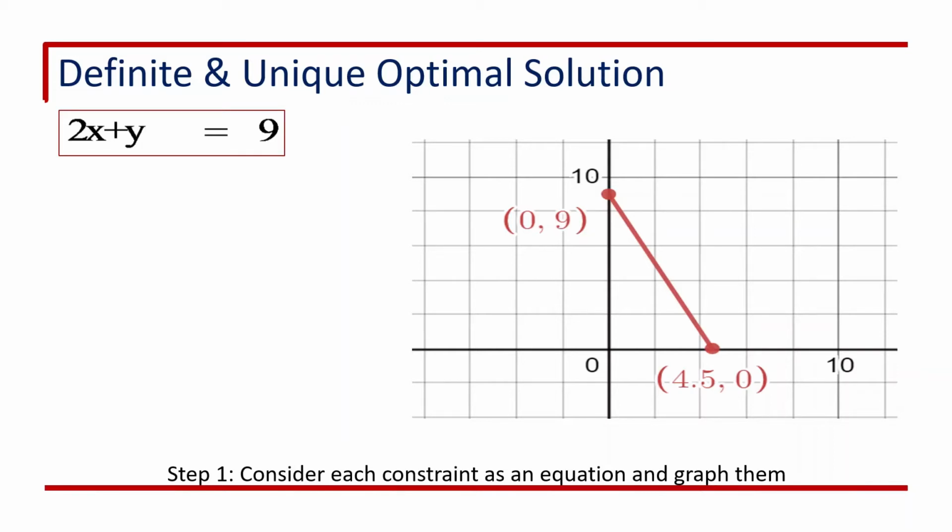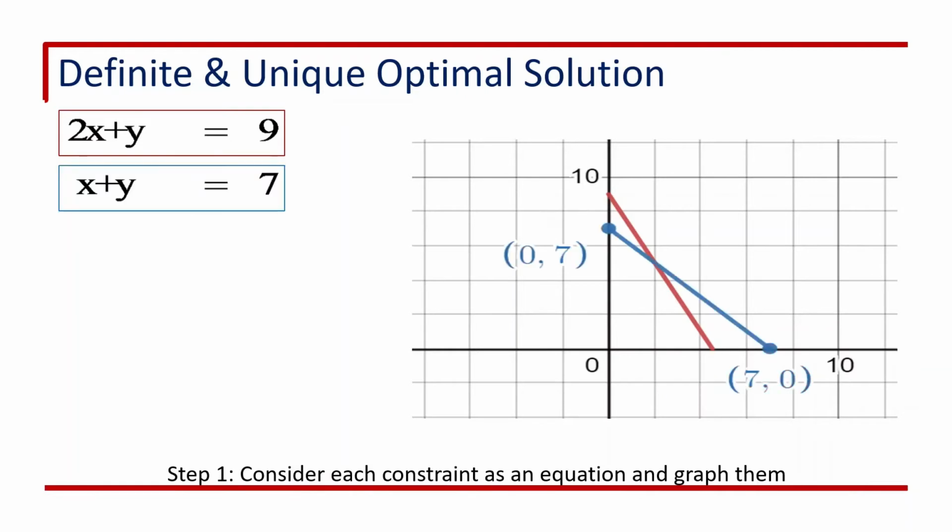Let's put x equals 0 in this equation. We will obtain the value of y equals 9. So the first point is (0, 9). Now put y equals 0 and we will obtain the value of x equals 4.5. So the second point will be (4.5, 0). We can draw a line connecting these 2 points.